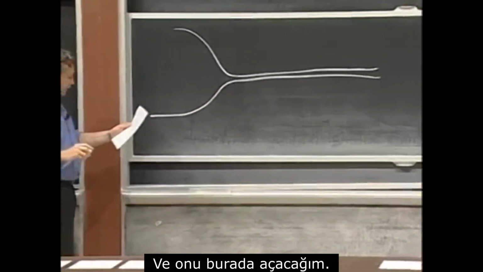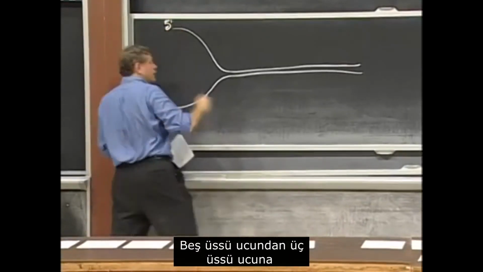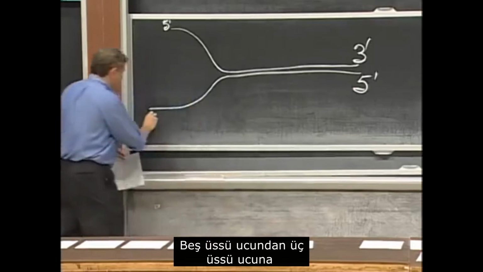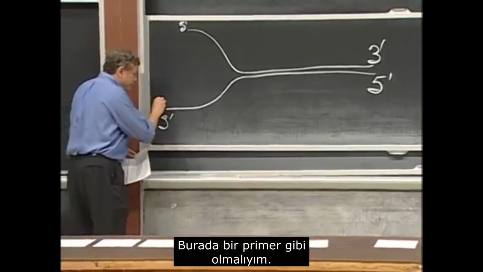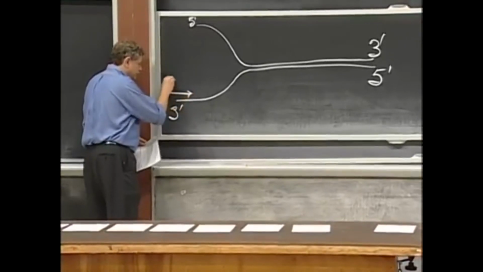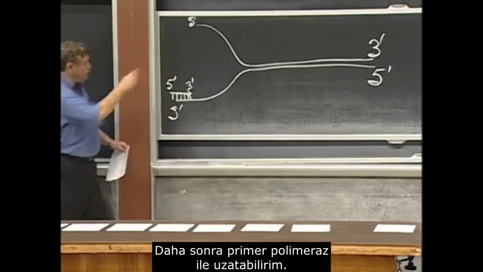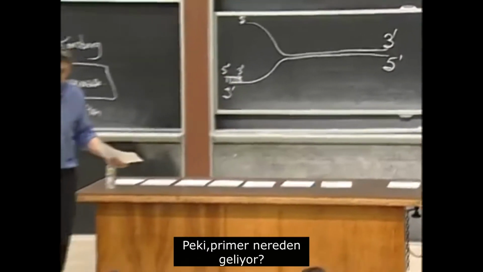Okay, and I'm just going to open it up here. 5' to 3', 5' to 3'. I need to get like a primer here. Then the primer can be extended by polymerase. Well, where's the primer come from?